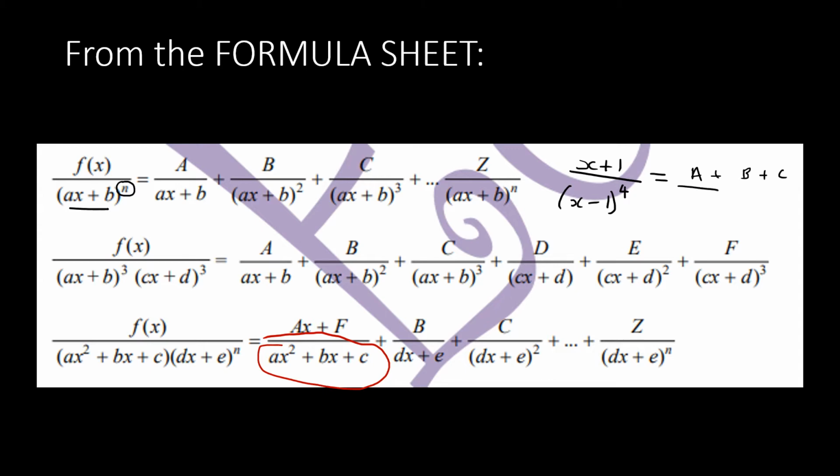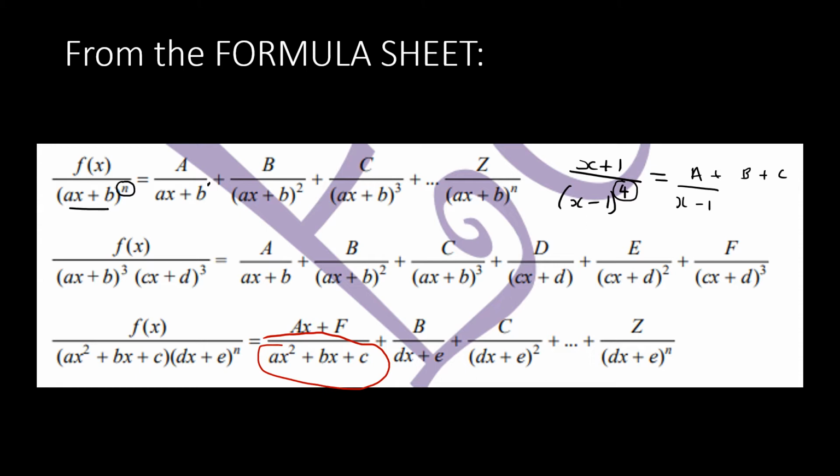So under a I'll have x minus 1 exponent 1. You're going to repeat this term 4 times, increasing the exponent. Do you see here I have ax plus b exponent 1, then exponent 2, 3, until exponent 4, because our n is 4 there.